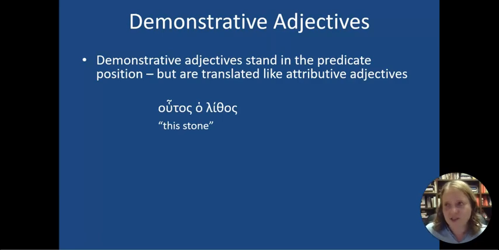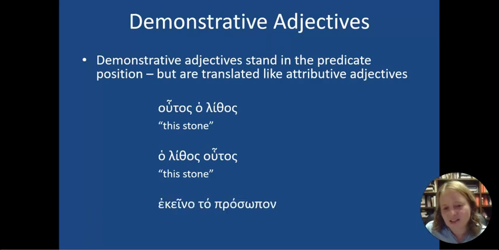I'm sorry, languages just are, and they develop in all kinds of ways, and sometimes they are consistent, and sometimes they're not consistent. For demonstratives, and only these two words that we're looking at here, houtos and ekeinos, the definite article not in front of it actually makes it an adjective, just a traditional adjective. Here's another example. Ho lithos houtos, still means this stone. Ekeino to prosōpon, so prosōpon is your face, and so it's that face.